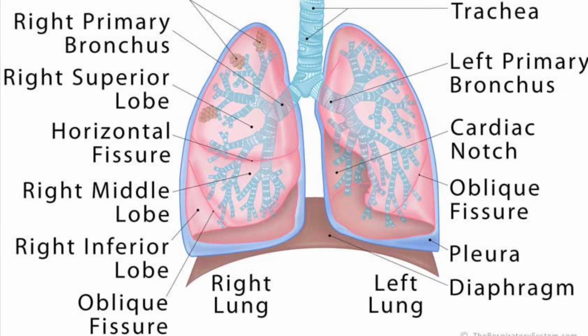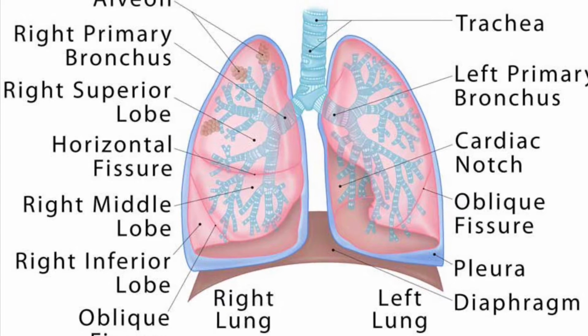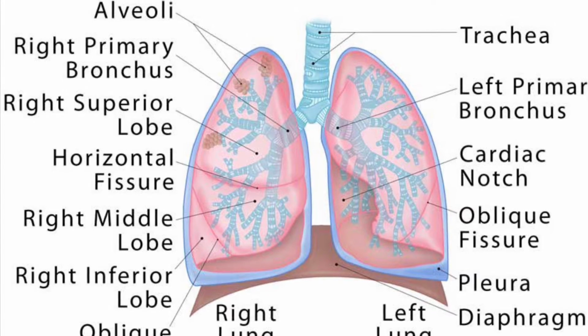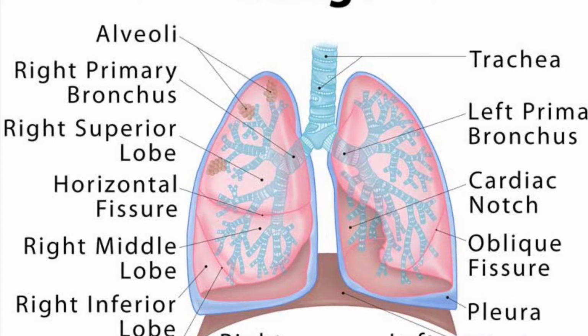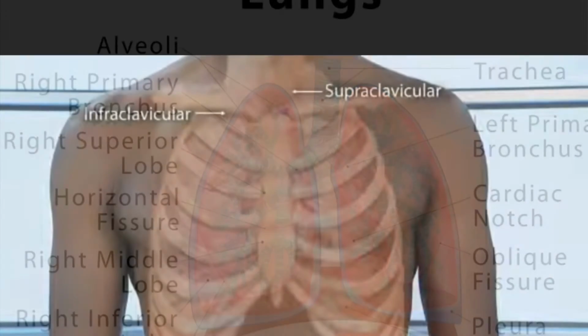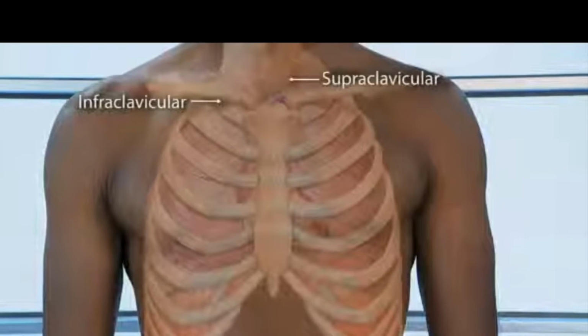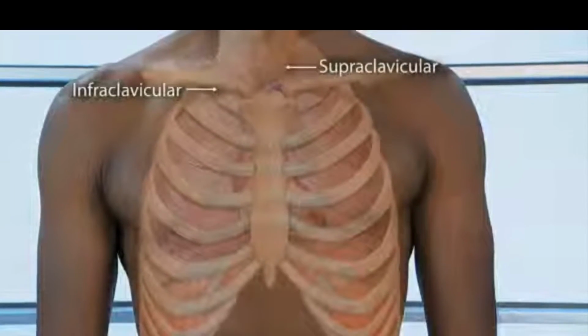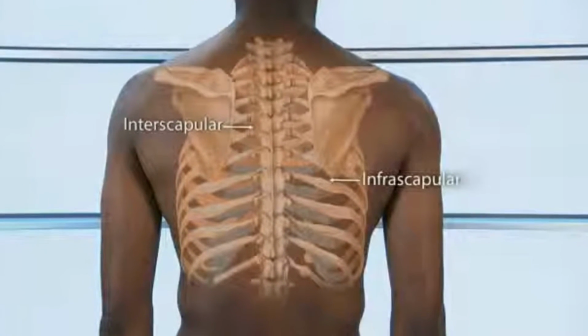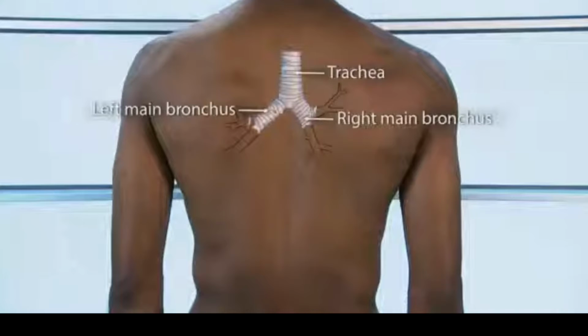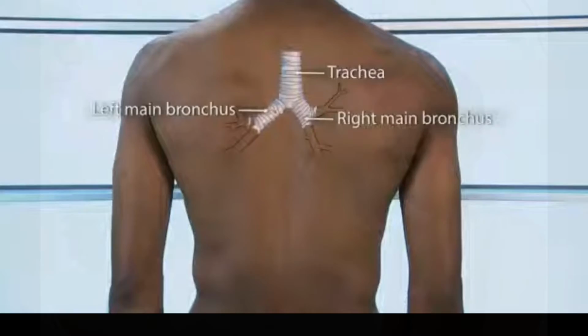Coming towards the lungs, each lung is divided in half by an oblique or major fissure. The right lung is divided into the upper, middle, and lower lobes, and the left lung is divided into 2 lobes. Now, while doing the examination, we should be aware of some general anatomical terms. Those are supraclavicular, that is above the clavicles, infraclavicular, that is below the clavicles, interscapular, that is between the scapulae, and infrascapular, that is below the scapula. Now, the trachea divides into the main left and right bronchus at the sternal angle anteriorly and the T4 spinous process posteriorly.